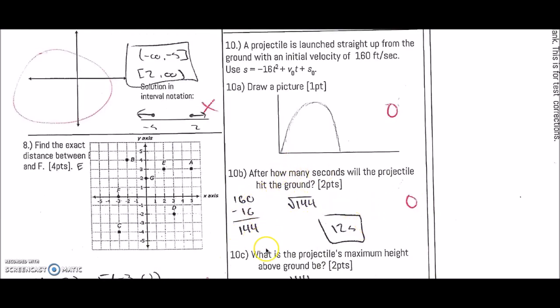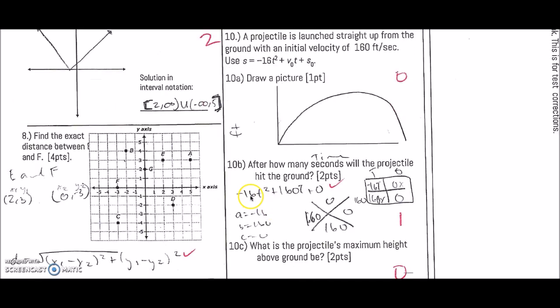Some students did some magic here. They took the 160, subtracted the 16, got 144, and took the square root, 12 seconds. At least that's somewhat reasonable, but if you took the 12 seconds and put it back in there, you'd realize that you would have been at negative feet. You can't go negative feet, or inside the ground.